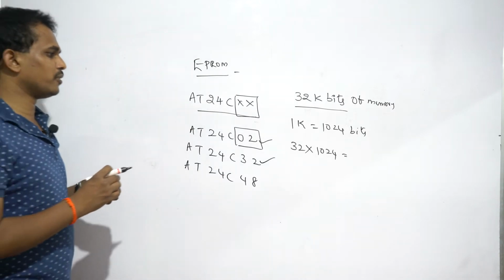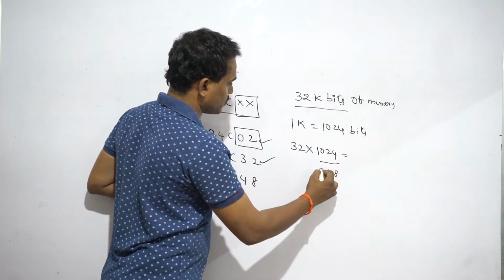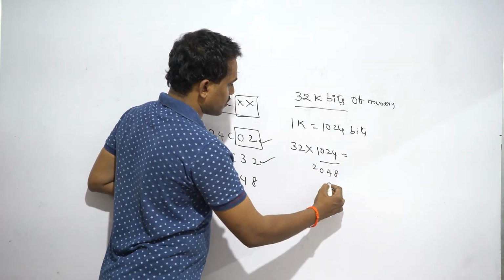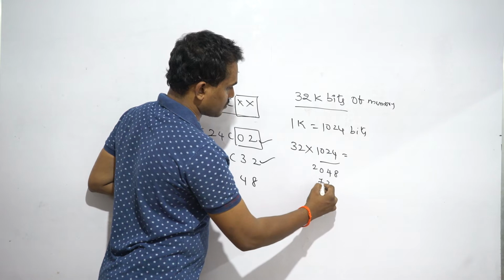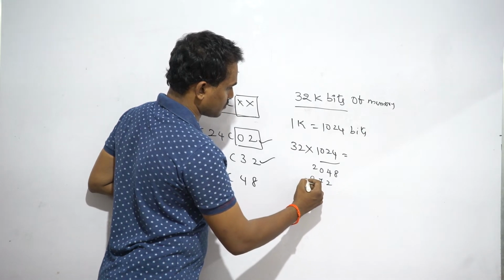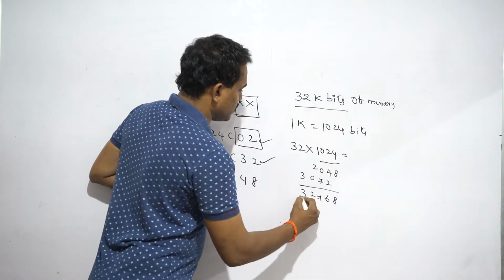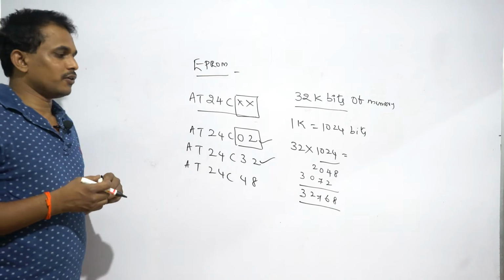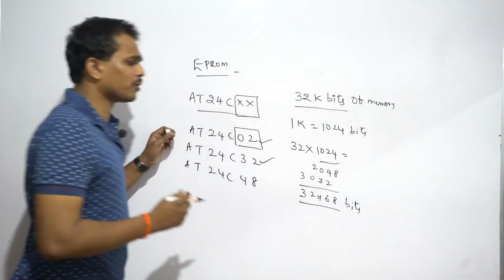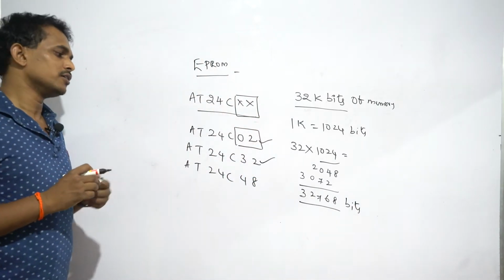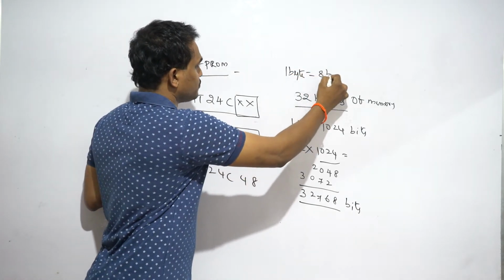I think almost all of you will get the answer. So this is the total quantity of bits, which is 32768 bits available from this device. And you already know that for 1 byte, how many bits? It should be 8 bits.